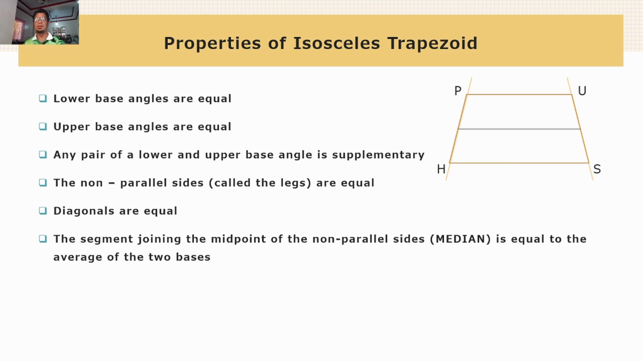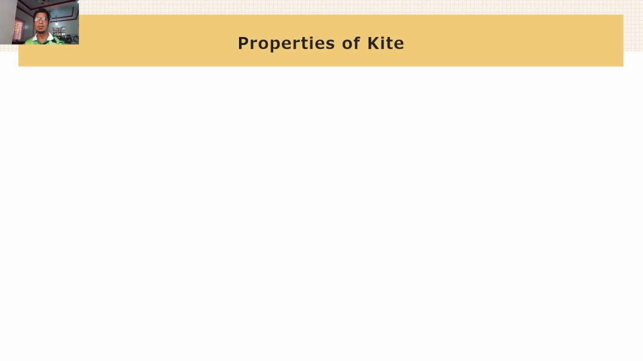Again, these are the properties of an isosceles trapezoid. And this will be used when we look for the missing part. So don't worry, we have examples for that. Now let's talk about the kite.